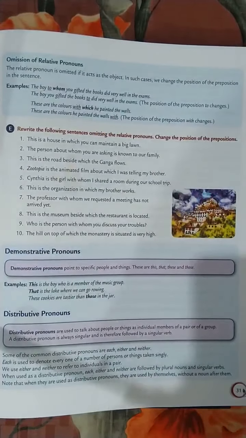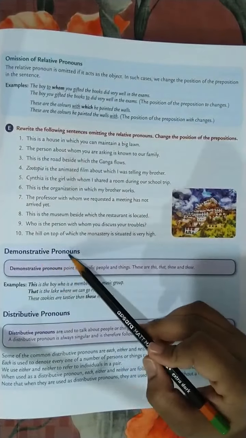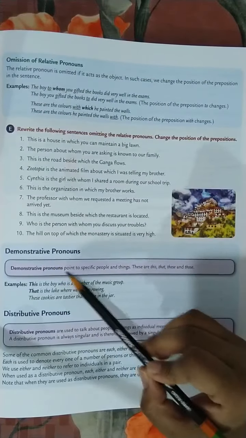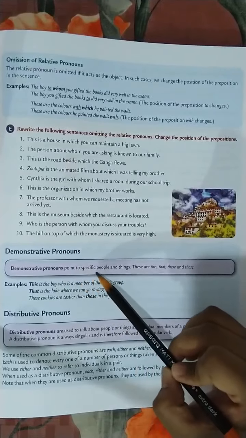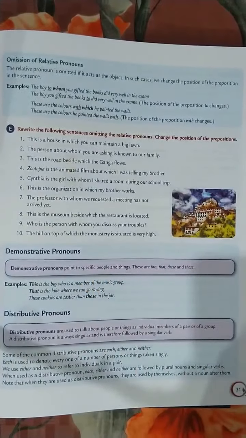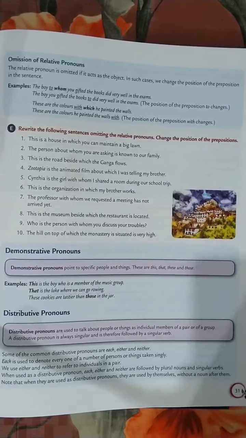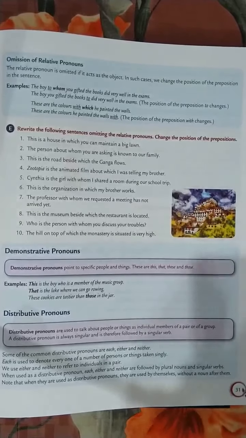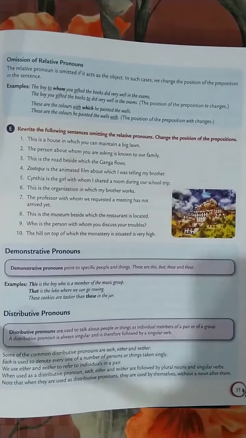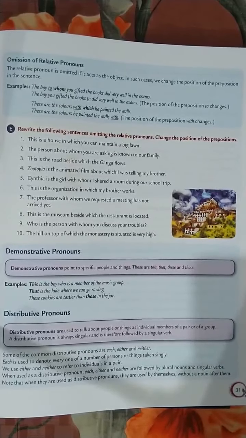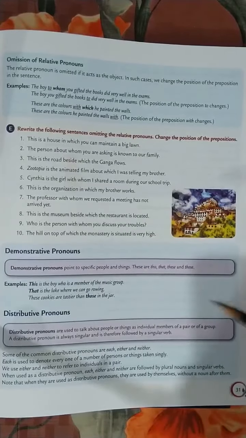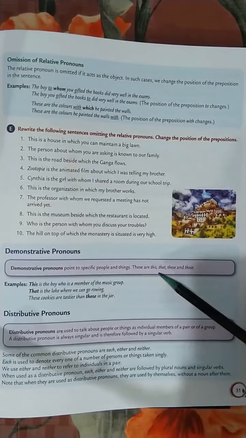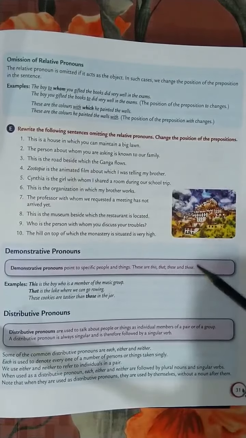Okay students, now next is demonstrative pronoun. Now a demonstrative pronoun points to specific people and things. It points towards something specific, either people or things. Okay, so a demonstrative pronoun points out, shows something specific, either people or things. Now these are this, that, these and those.